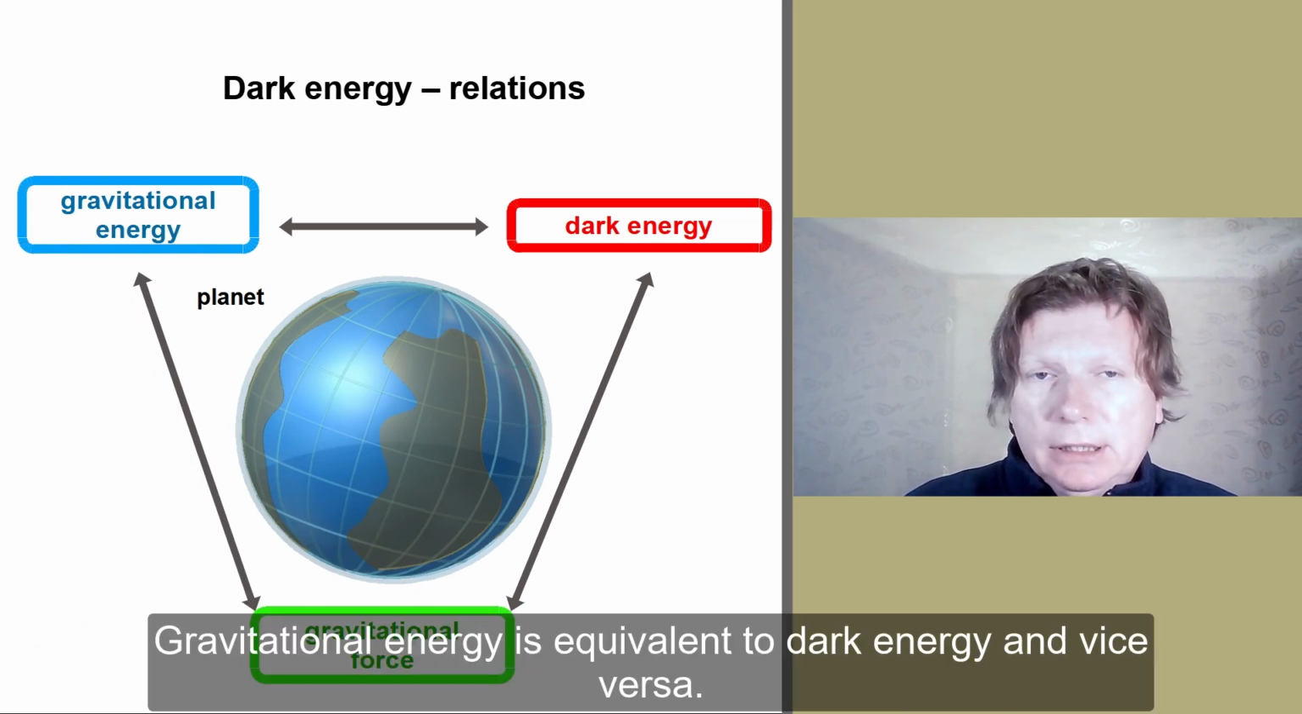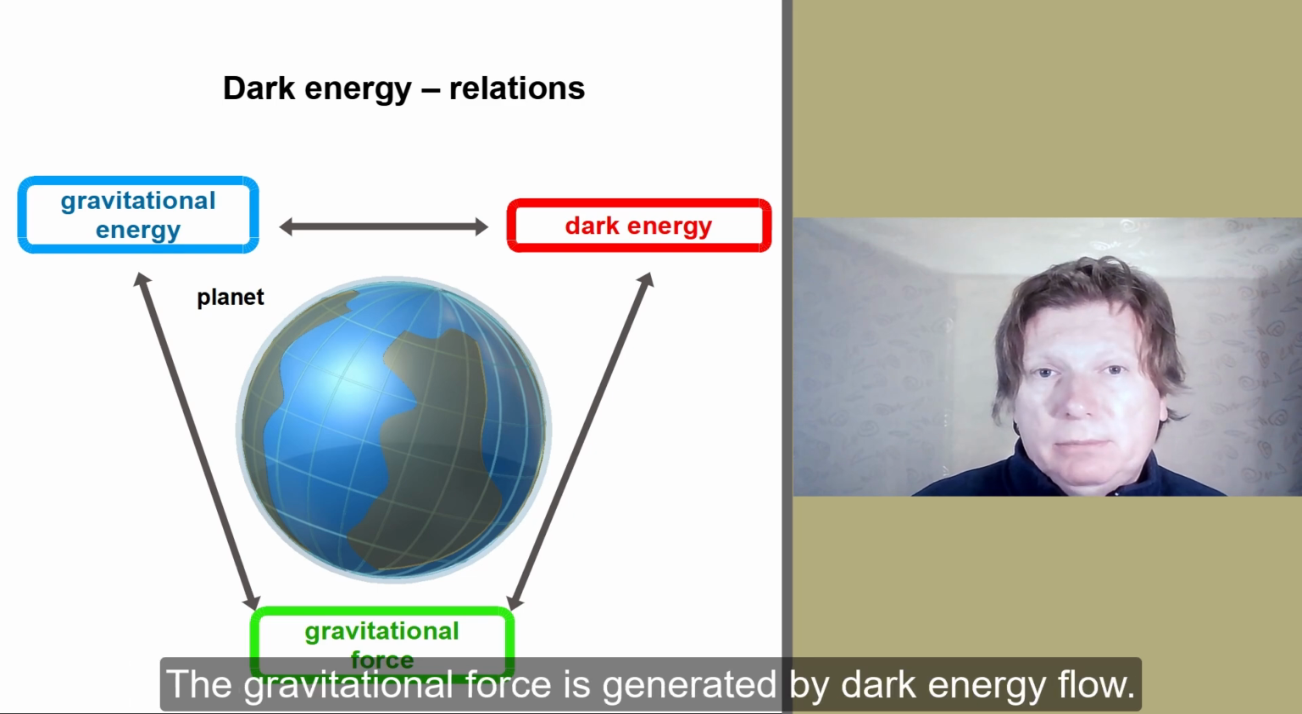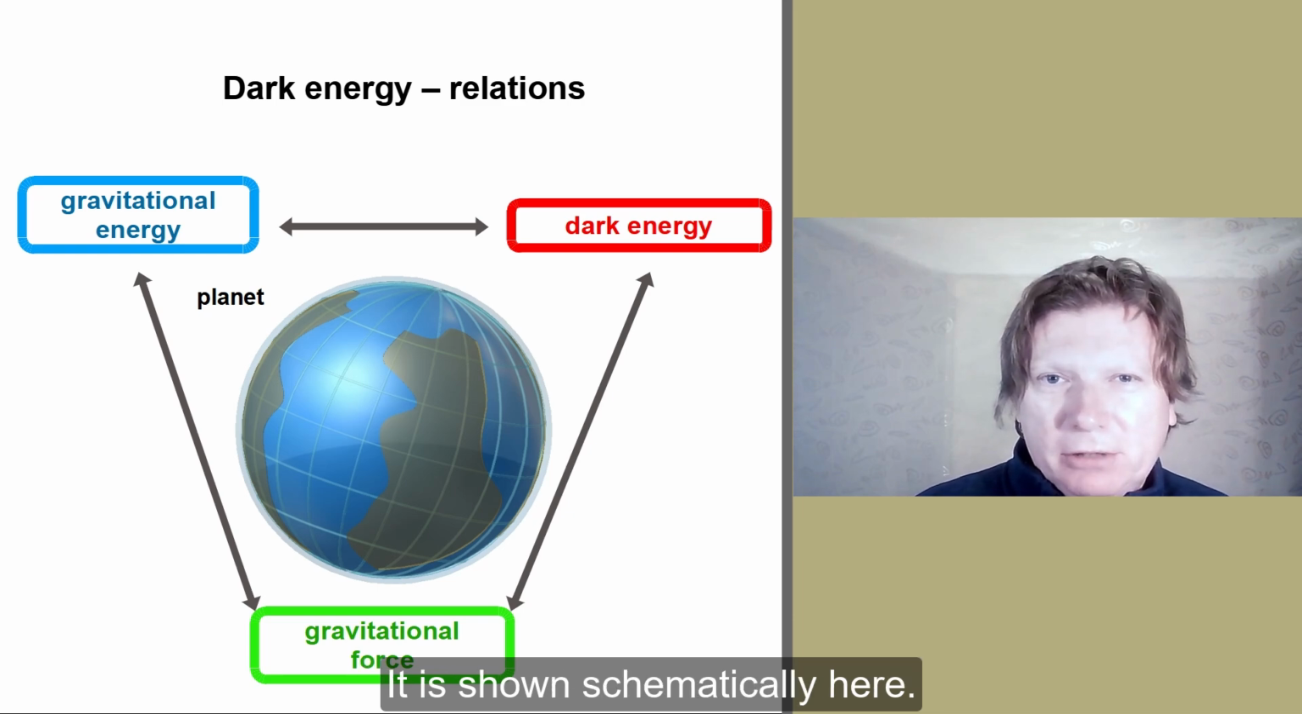Gravitational energy is equivalent to dark energy and vice versa. The force of gravity is also related to these two parameters. The gravitational force is generated by dark energy flow. That's how it works in this model. It's shown schematically here.